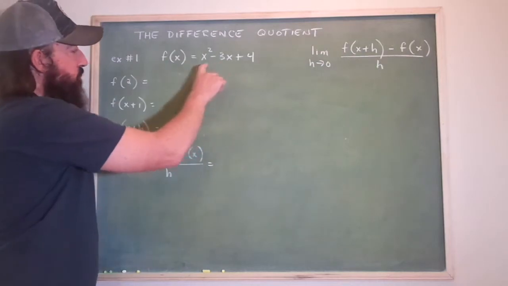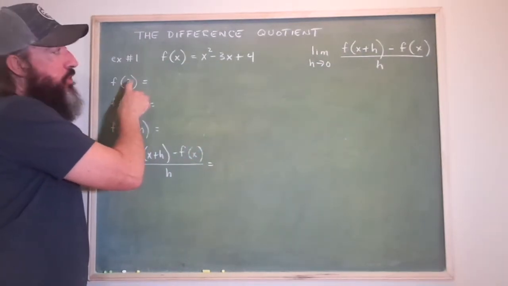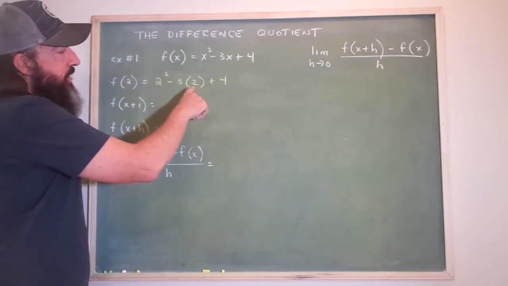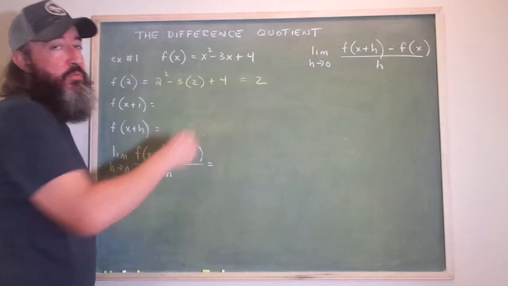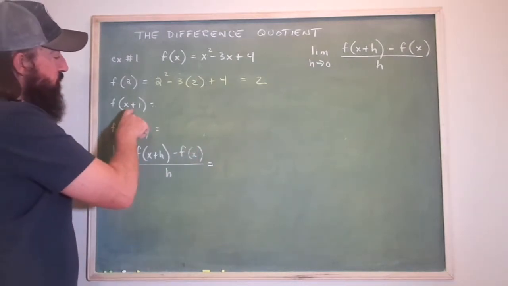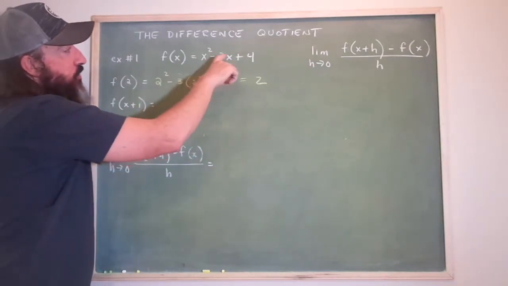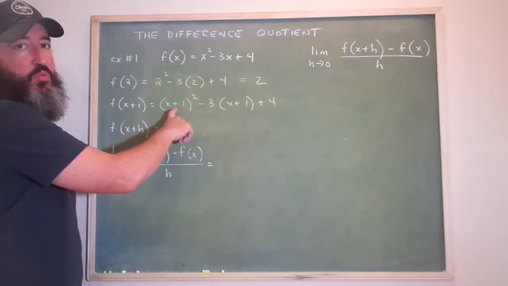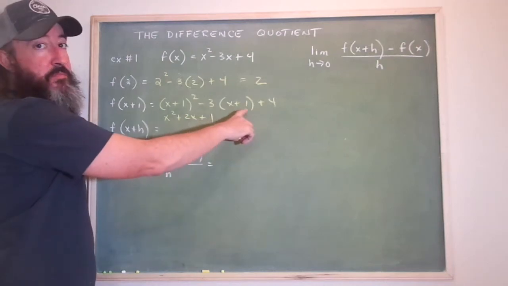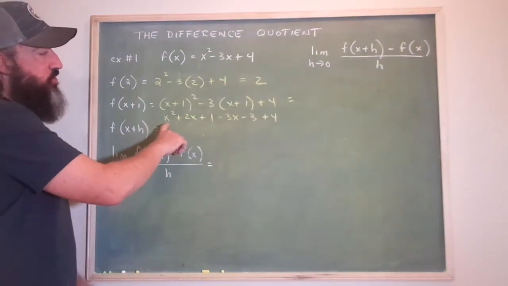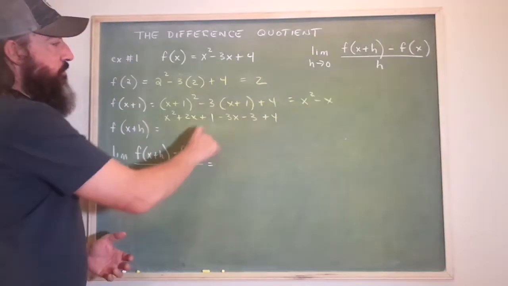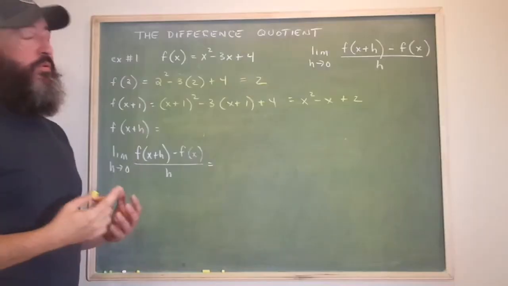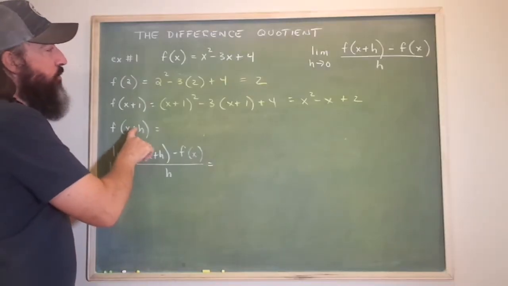Here's another function, and to evaluate something like f of 2, you just plug 2 in for x. We can, of course, simplify that. 4 minus 6 is negative 2 plus 4. This apparently equals positive 2. We can express f of x plus 1 by plugging x plus 1 in for x. If I expand x plus 1 squared, it's x squared plus 2x plus 1, and I can distribute this negative 3, and I could then gather my like terms. I have an x squared, I have a negative x, and positive 1 and negative 3 is negative 2 plus 4 is positive 2.